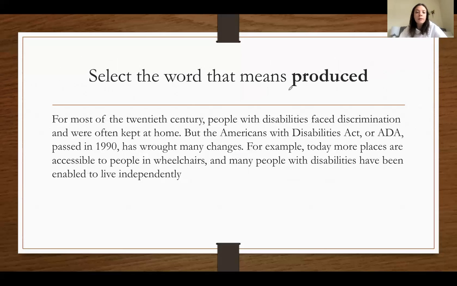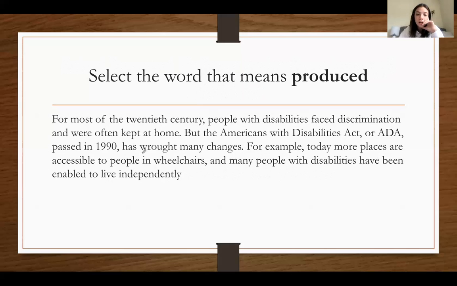Here we're looking for the word that means produced. So just to read through the passage, for most of the 20th century, people with disabilities faced discrimination and were often kept at home. But the Americans with Disabilities Act, or ADA, passed in 1990, has wrought many changes. For example, today more places are accessible to people in wheelchairs, and many people with disabilities have been able to live independently. So the sentence we're going to want to look at here is, The Americans with Disabilities Act, or ADA, passed in 1990 has wrought many changes.